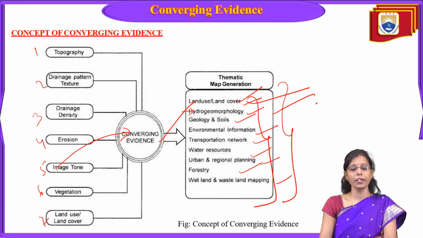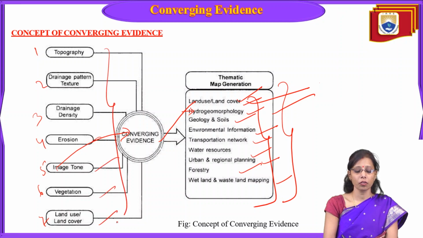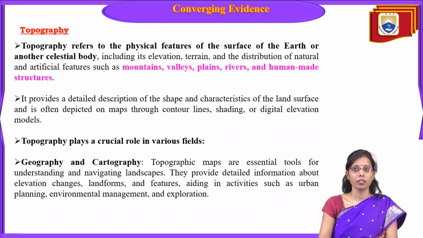So what are the evidences our interpreter will put? First of all, topography, like what type of topography, drainage pattern, texture, drainage density, erosion, image tone, vegetation, land use, land cover. All this information, these evidences they will put together to get to know the converging evidence. So let us know one by one what these are.